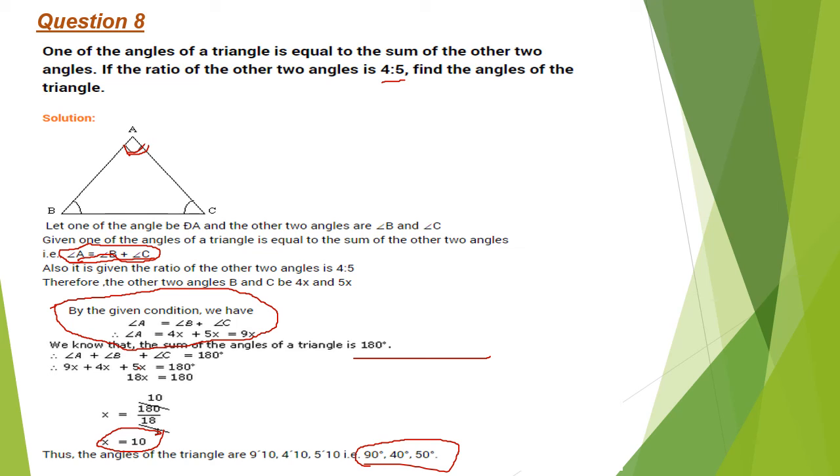Children, only with two simple clues we solved this without any protractor. We found the measures of the angles by using only the two clues. One is that one of the angles of the triangle is equal to the sum of the other two angles, and another clue is that the ratio of the other two angles is 4:5. Then the key thing we used here is that the sum of the three angles of the triangle is always equal to 180 degrees.